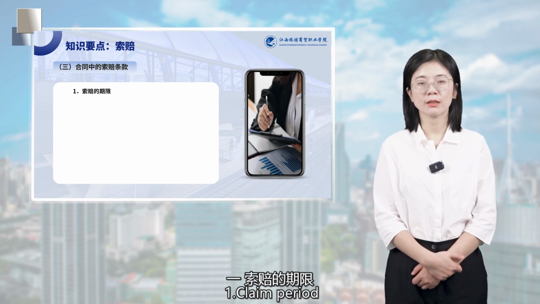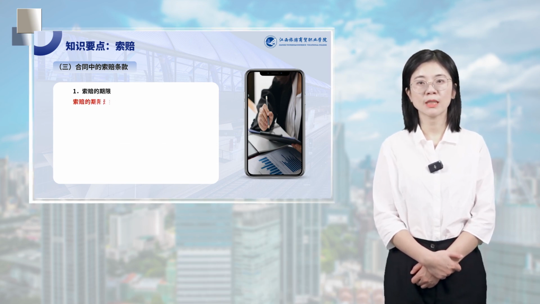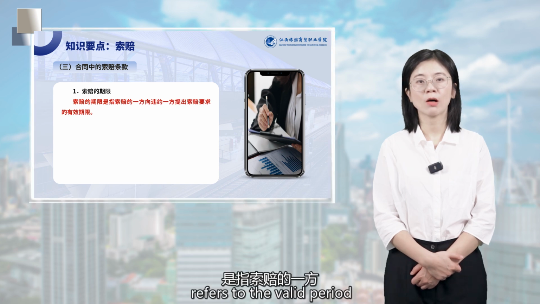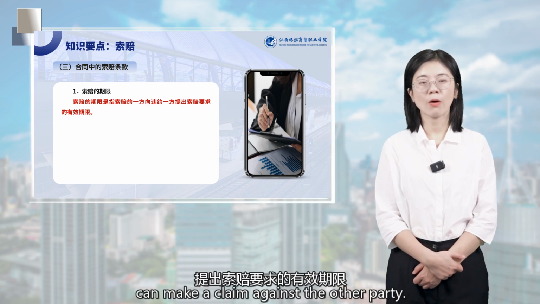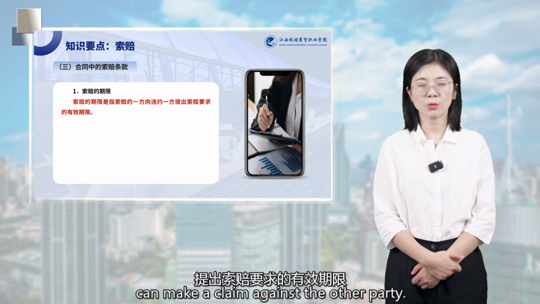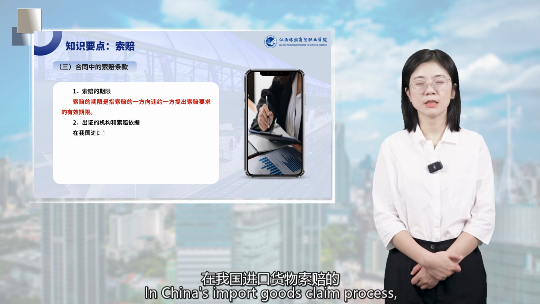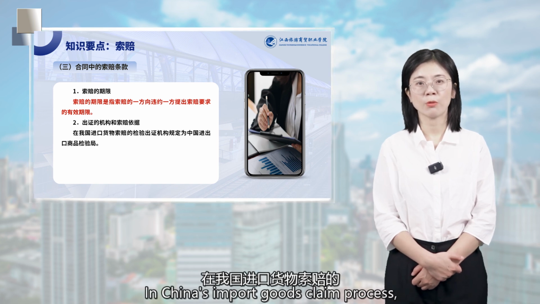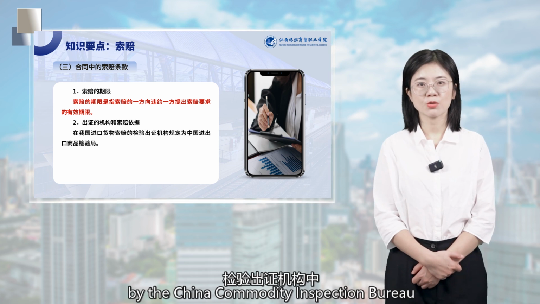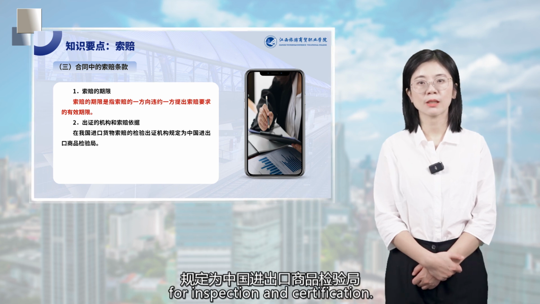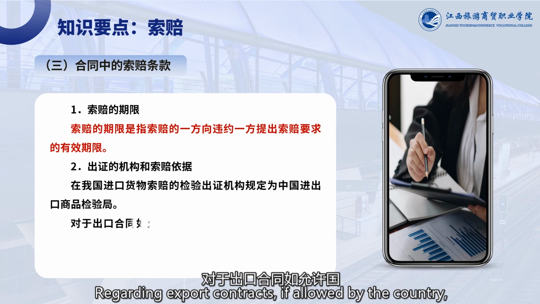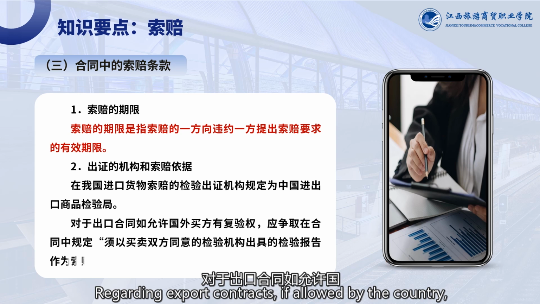1. Claim period refers to the valid period within which the claiming party can make a claim against the other party. In China's import goods claim process, it is stipulated by the China Commodity Inspection Bureau, which is the designated authority for inspection and certification. Regarding export contracts, if allowed by the country.